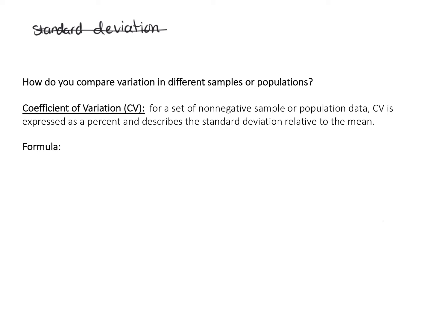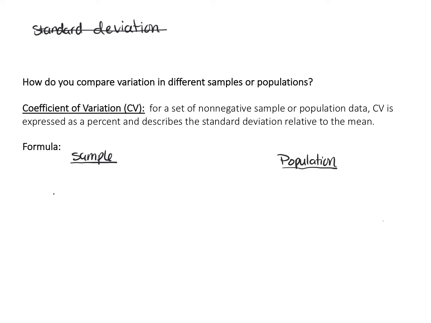The answer is we're going to use something called the coefficient of variation, sometimes referred to as CV. Anytime you have a set of non-negative sample or population data, so numerical data here, the coefficient of variation is expressed as a percent. And so we can describe the standard deviation relative to the mean in terms of a percent. There's a formula for calculating that. I'll give you the formula for a sample, and also what the formula would be for population data.